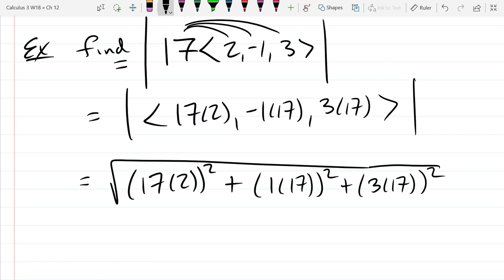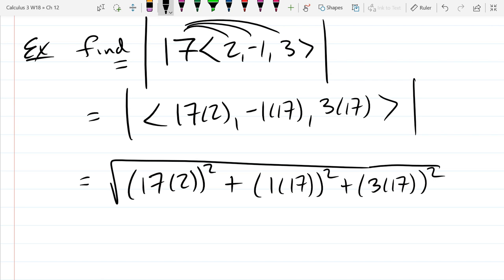Now, some of you might be tempted to square 17 or use a calculator to square 17. I don't have to square 17. What can I do instead? Multiply by 3? I can't just multiply by 3. It's highly illegal. Factor out the 17.